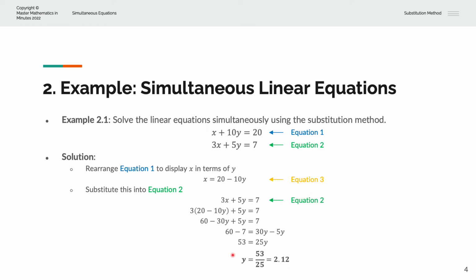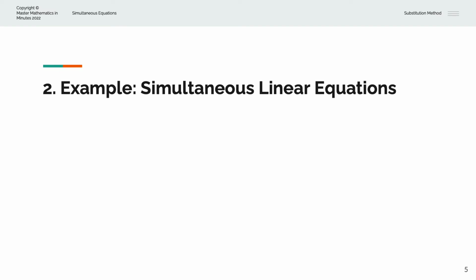So in theory, we're able to substitute y equals 2.12 into any of these equations. But we'll select equation number 3 because that is neatly written in terms of y. And we can solve for x this way. So substituting y equals 2.12 into equation 3, we'll replace y with 2.12. And solving for that, x is equal to minus 1.2. And there we go. We've solved for both x and y using the substitution method.